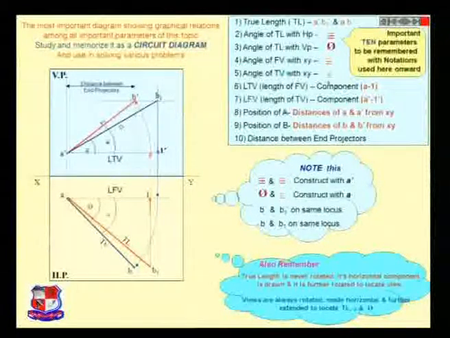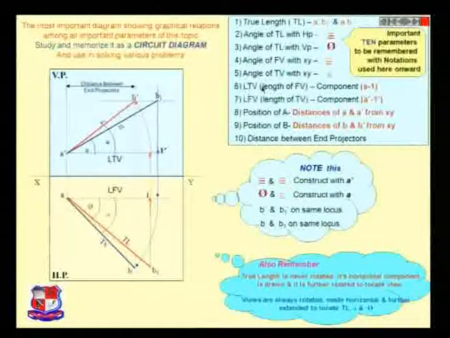The angle of the top view with the XY line, which means the angle of this view, AB, with the XY line, is called beta 1.